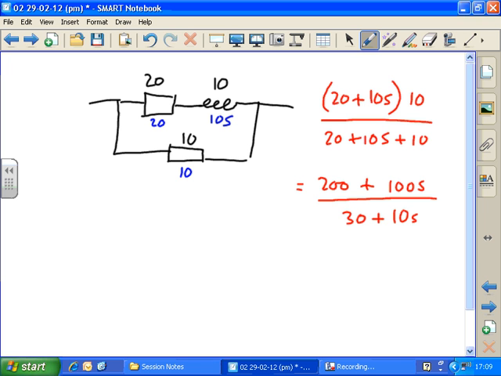One other thing I might do to this. Divide by, well, I can see why you're saying divide by 10s still, but we don't want to get, because if I divide by 10s, that's not going to help at all. I can divide everything by 10, certainly, to get rid of some of the zeros in there. So that would become 20 plus 10s over 3 plus s. If I divide by 10, I've got to divide every term, top and bottom, by 10. So that's not too bad.